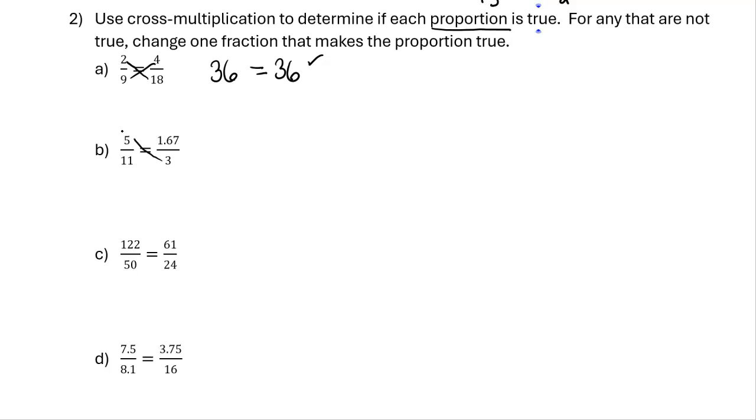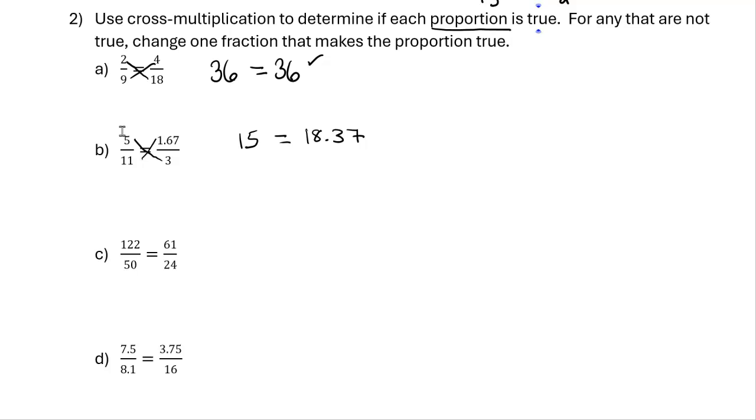Again, we're going to multiply across, and we have 3 times 5 is 15. Then we have 11 times 1.67, and we get 18.37. So that one is not true. Okay, so let's go ahead and play with this for a second.